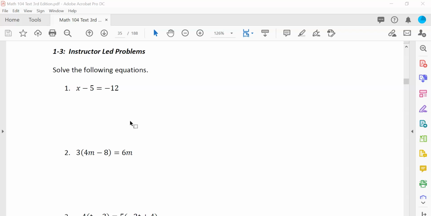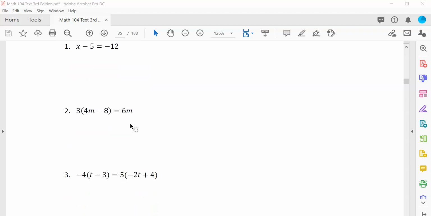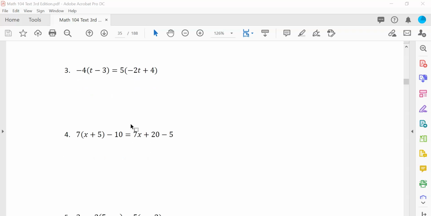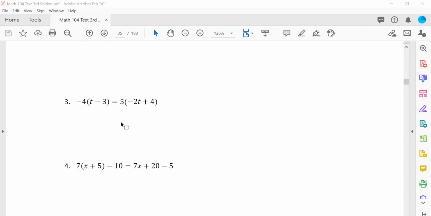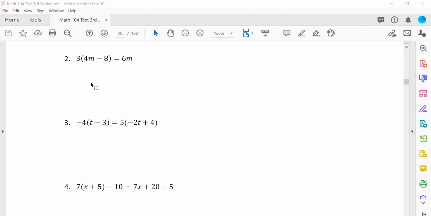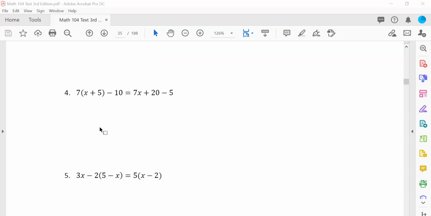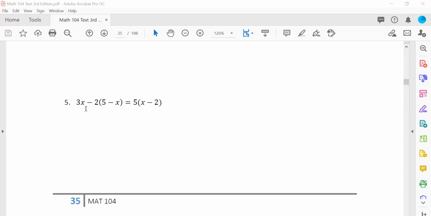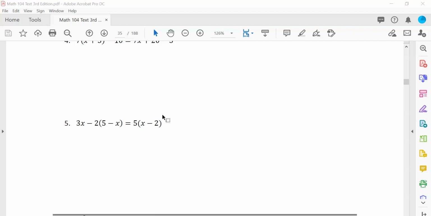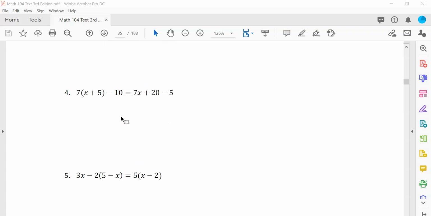So the first two videos on lesson 1-3 were focused on the first 5 problems on these instructor-led problems on page 35. Notice that what they all have in common, whether we came out with a unique solution, like m equals a number, t equals 4/3, or we came out with the no solution example or the all real numbers example, is that we were dealing with whole numbers primarily, at least up until the final solution, right? The final solution to the problem here.